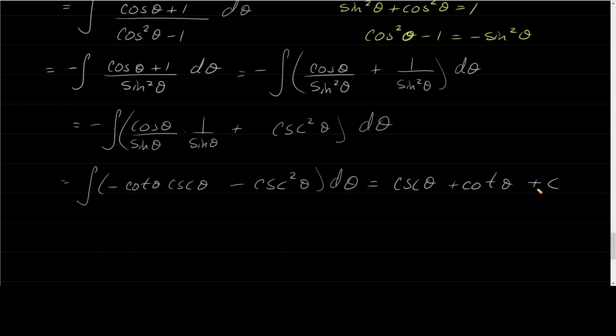All right. And you should know those because you should know the derivatives. The derivative of cosecant is negative cosecant cotangent. The derivative of cotangent is negative cosecant squared. All right. So that's why you should know those.